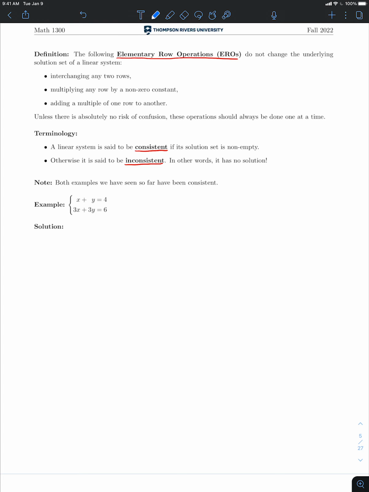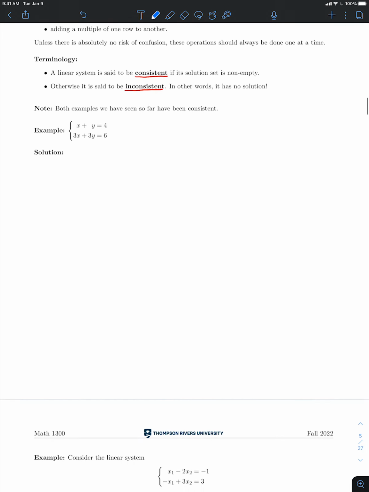Okay, so let's take a look at this system here. We've got a linear system with two equations in the variables x and y. So the augmented matrix, let's start this out the same way we did the previous example, is going to look like this. The first row is going to be 1, 1, 4. The second row is going to be 3, 3, and 6. Okay, so that's our augmented matrix.